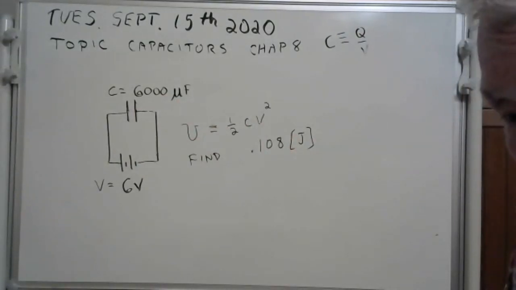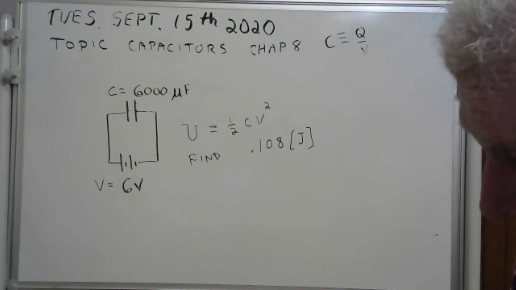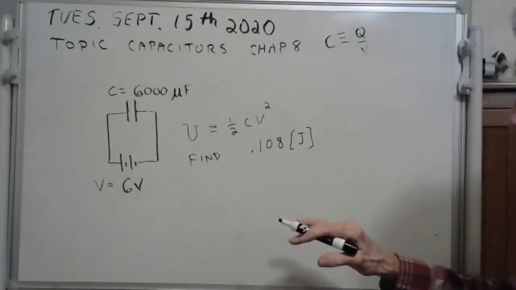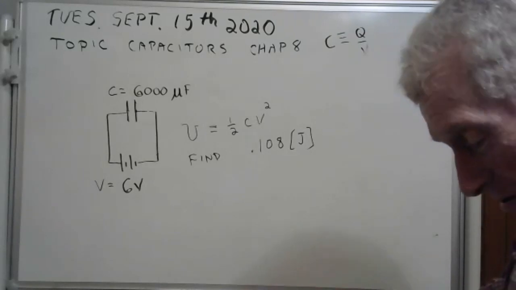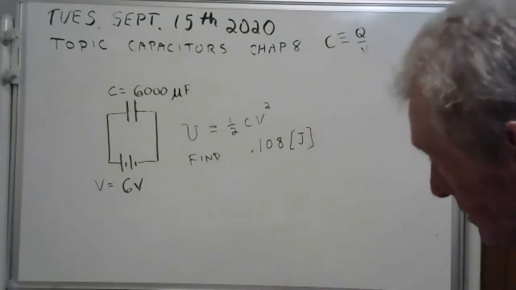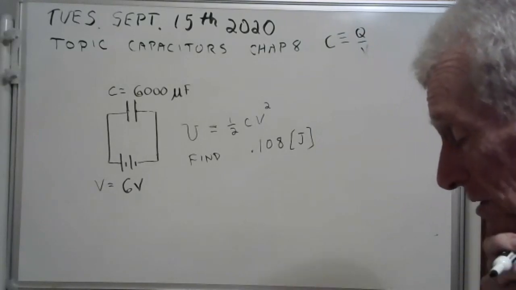Who was I just talking to? Was that Jacob? I'm getting 0.108 joules. I think that's the answer. How about you guys? Yeah, that's what I got now. Yay, good going. Excellent.